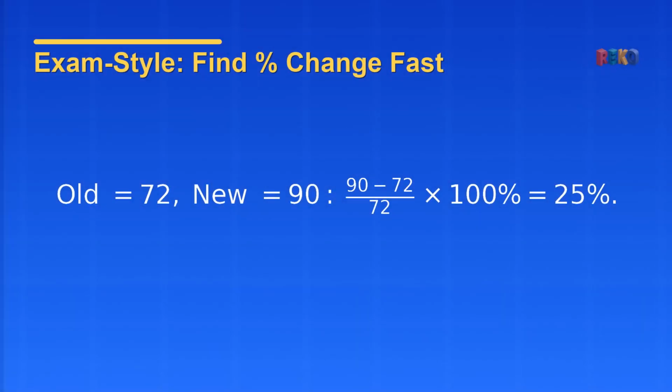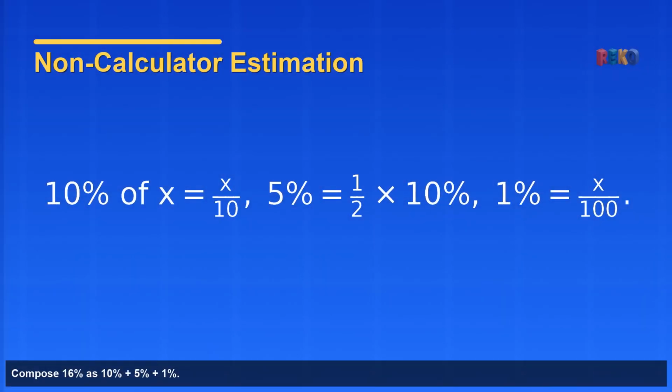From 72 to 90 is up 18. 18 over 72 times 100% gives 25%. Build from 10%, 5%, and 1%. 10% is x over 10. 5% is half of 10%. 1% is x over 100.